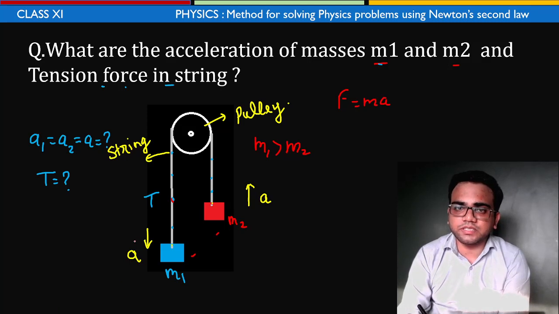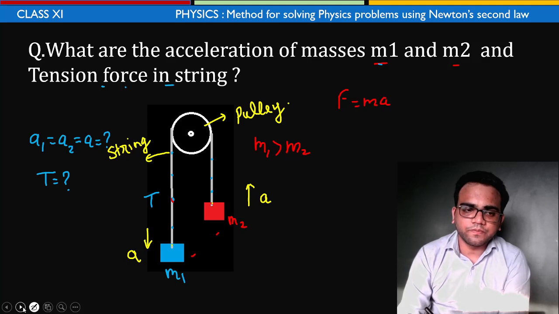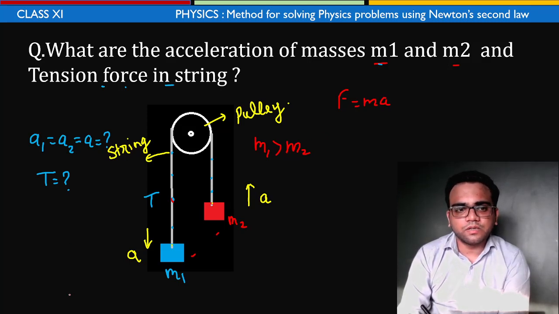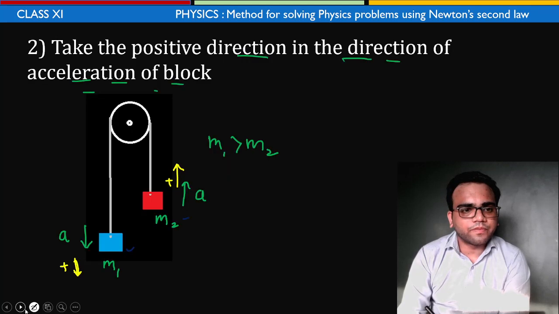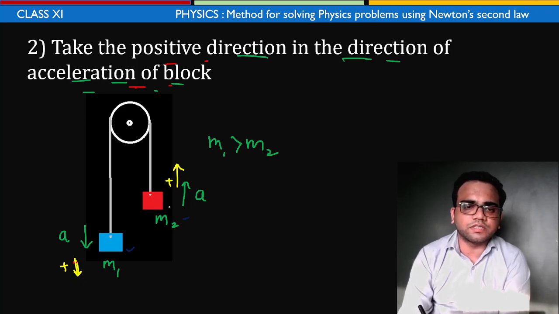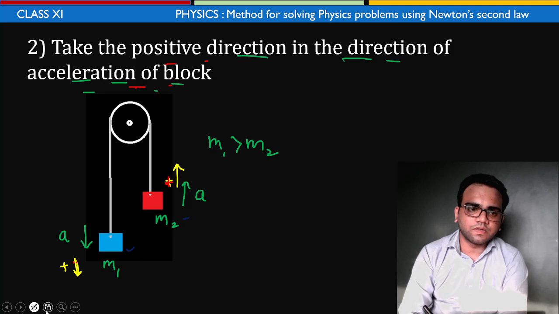But there are some steps. You cannot do this question without these steps. This is a very versatile method. So the first step was to choose the system. There are two systems, m1 and m2. Then take the positive direction in the direction of the acceleration of the block. The acceleration of this one is downward, that's why the positive direction is downward for this mass. The acceleration of the other mass is upward, that's why we are taking the positive direction upward, right?